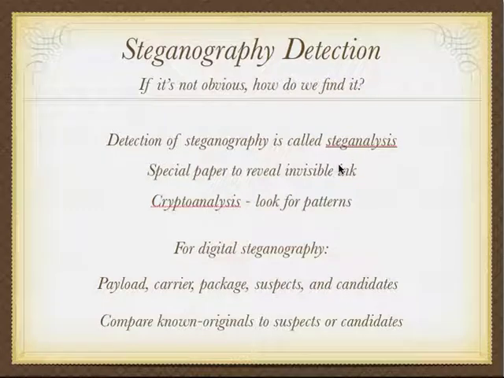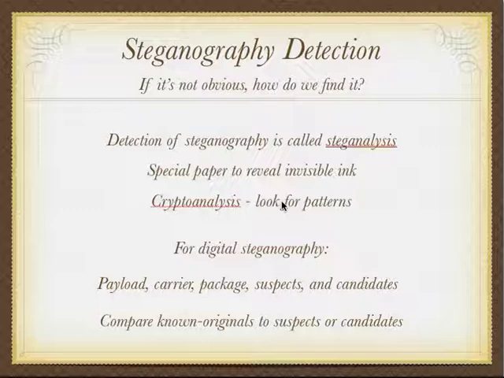Alright, so steganography detection. If it's not obvious, how do we find it? The detection of steganography is called steganalysis. For example, with invisible ink, there has been special paper developed to reveal invisible ink, as well as various methods of revealing invisible ink on regular paper. For example, prisoners were given paper that would bleed when they tried to write on it with invisible ink. For null ciphers, there's always cryptanalysis, where they look for patterns.